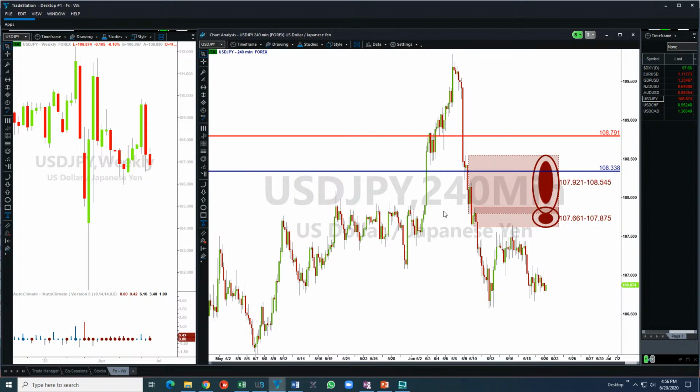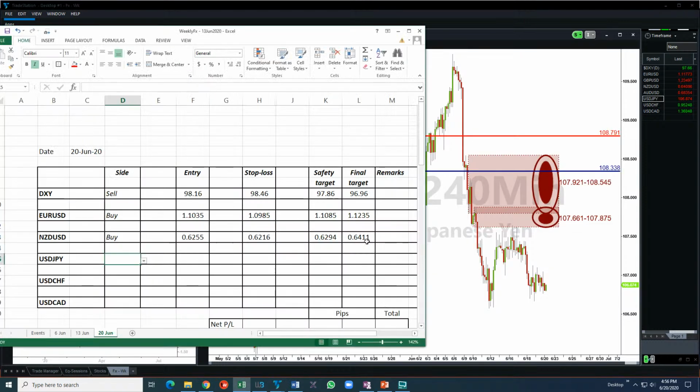Okay, so USDJPY, let's put in the numbers: 108.34, and stop loss goes at 108.7. So again, I'm sort of approximating this area here.